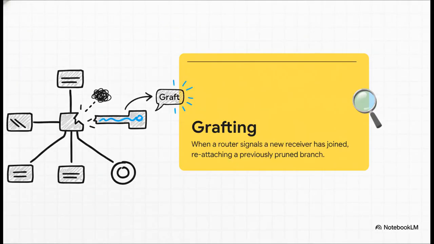And of course, the opposite is true too. If someone new joins on a branch that had been pruned, their router sends what's called a graft message. This reattaches the branch to the delivery tree, and the stream starts flowing again almost instantly. This constant cycle of pruning and grafting is what keeps the delivery tree perfectly lean and efficient at all times.